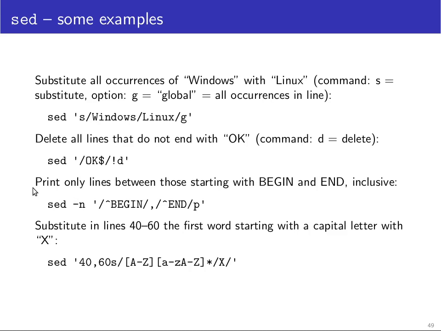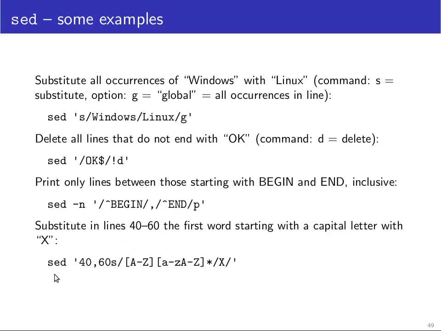So here we want to print out only lines between those lines that start with begin and end, and we want to include the begin and end line in the output. So we use here the -n option to not output anything by default, and then we print out explicitly only lines between lines that start from this address, namely a line that starts with the word begin, and ending with this address, namely any line that starts with the word end.